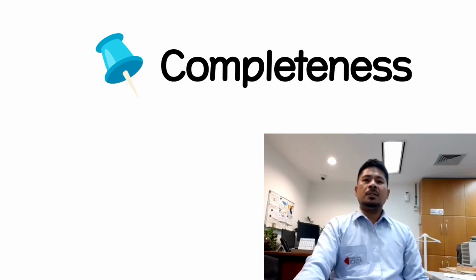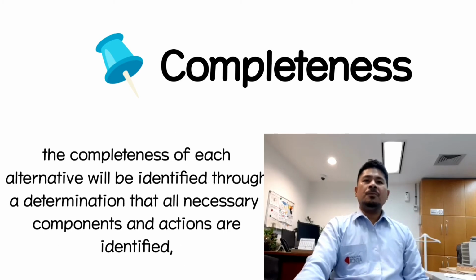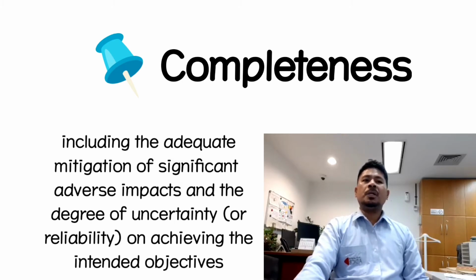Fourth, completeness. Completeness is an indication of the extent to which an alternative provides and accounts for all necessary investments or other actions to ensure the realization of the planned effects. The completeness of each alternative will be identified through a determination that all necessary components and actions are identified, including the adequate mitigation of significant adverse impacts and the degree of certainty or reliability of achieving the intended objectives.